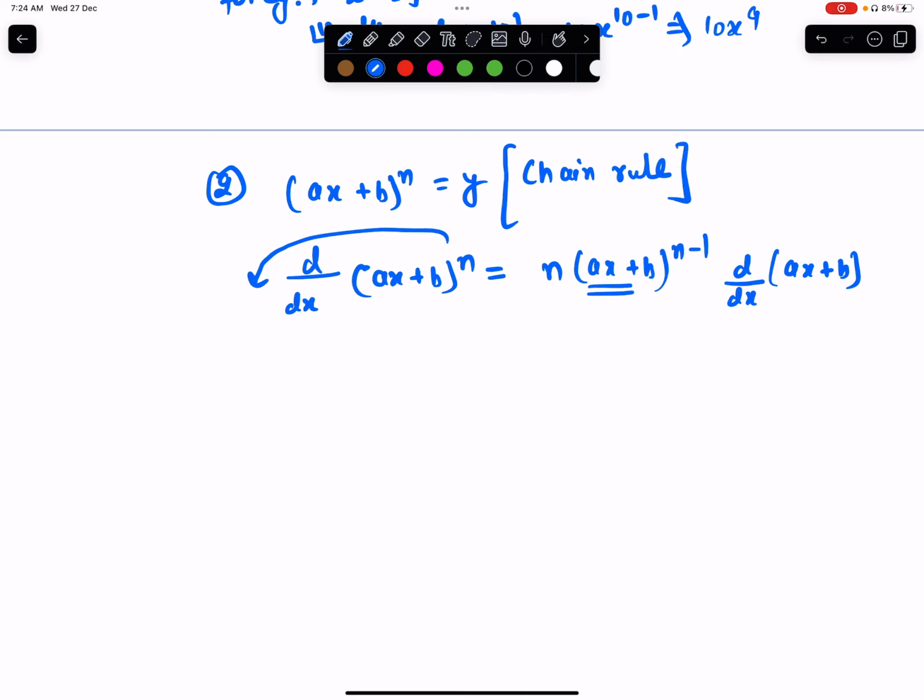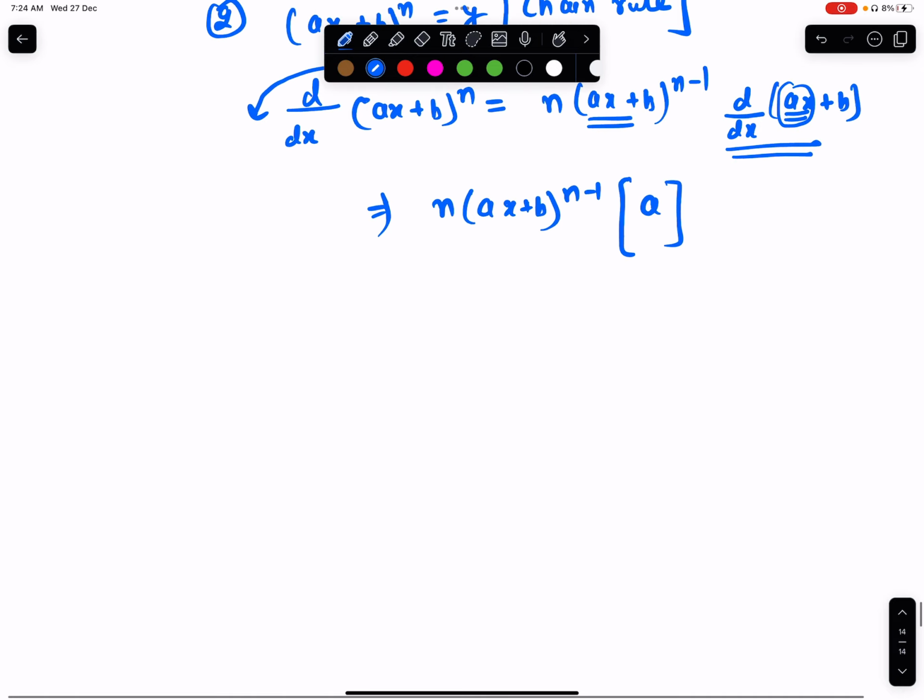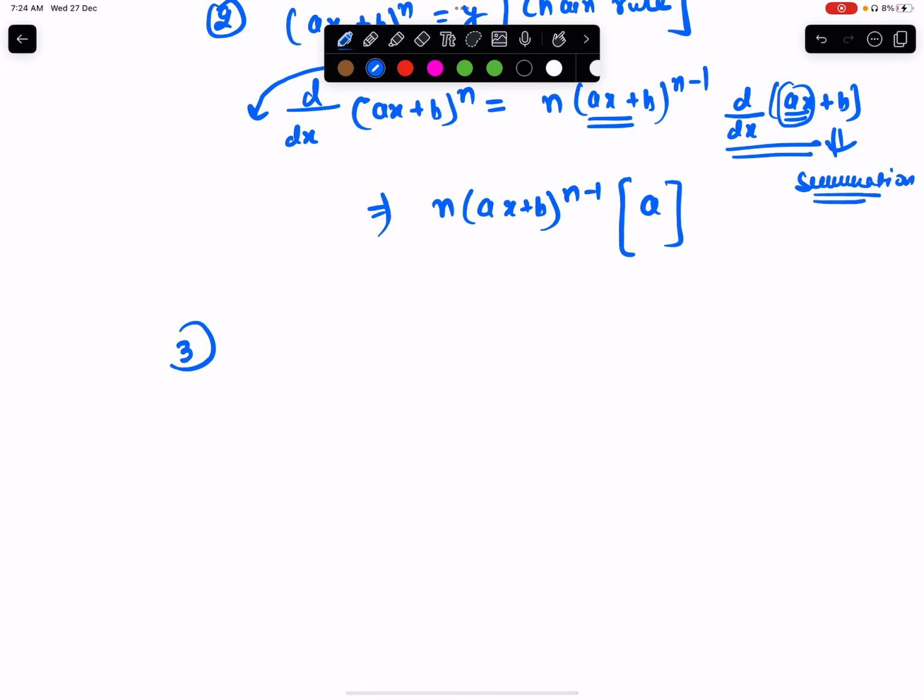So what will be its derivative? Its derivative will be n (ax plus b) raised to the power n minus 1, and then we will differentiate this: the derivative of ax is a and of b is 0. We will see in a later part how to solve the derivative of a summation, and how the derivative of a constant is 0.